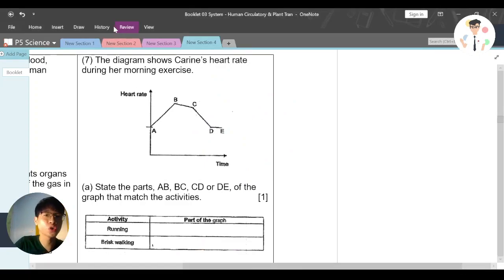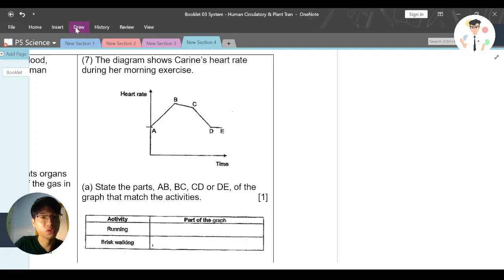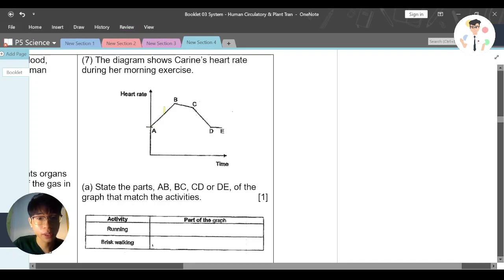Here it says that the diagram shows Karin's heart rate during her morning exercise. As you can see, the heart rate increases from A to B, then B to C drops a bit, then C to D goes down very fast, then D and E is kind of stable. Compared to A, it means that it's going back to the normal heart rate. Now, which of the parts AB, BC, CD, or DE of the graph match the activities?